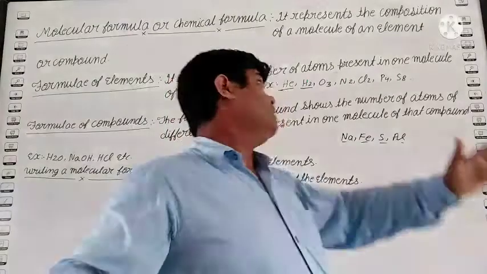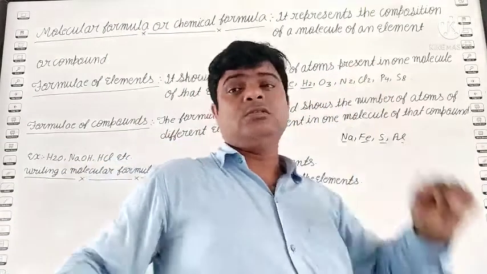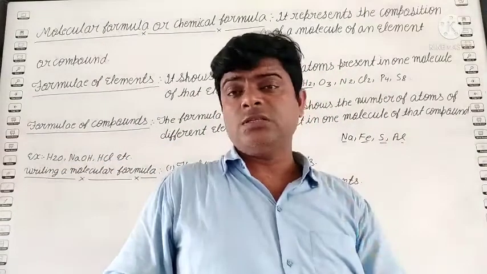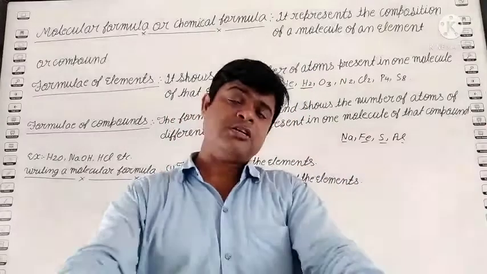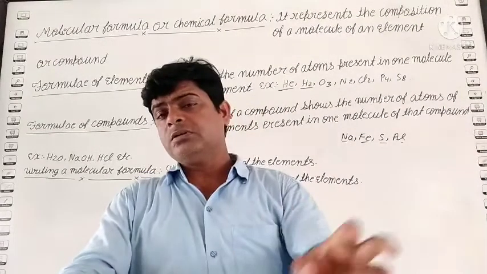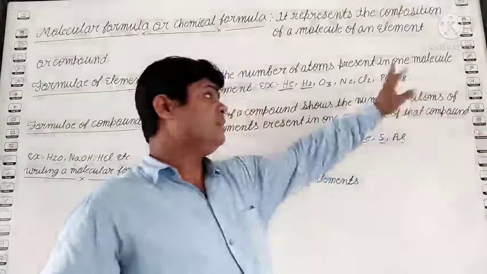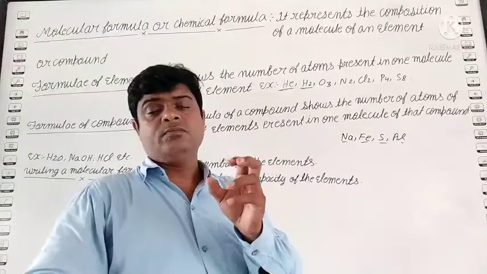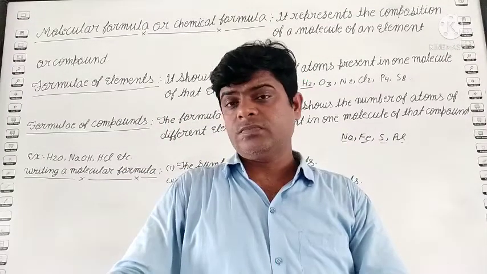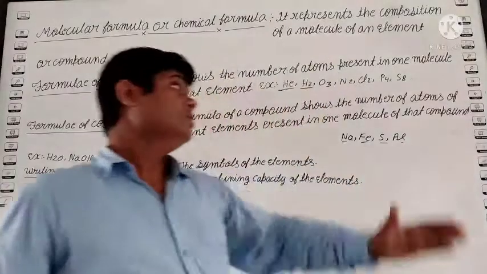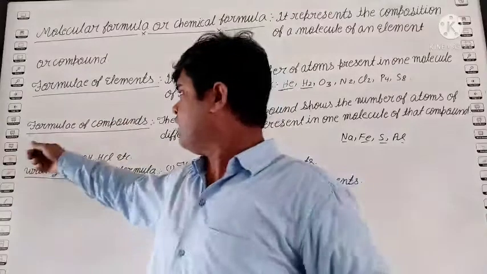Chlorine has 2 atoms, nitrogen has 2 atoms. For the element phosphorus, what do we write? We write P4. What does it mean? Four atoms join together and form one molecule of phosphorus. Similarly S8: 8 atoms of sulfur join together and form one molecule. Student, these are the formulas of elements. Next is the formula of a compound.